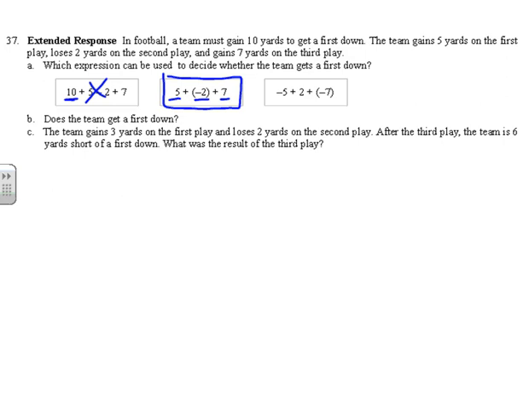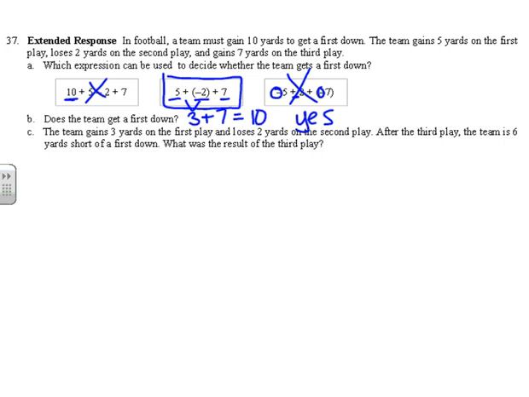The third one, because we have this negative, that represents losing 5 and 7 yards, and since the 2 is positive, that represents gaining. So that's the opposite of what we need. So the middle one is the expression that we need. When we evaluate that, we see that we get exactly 10 yards, and that's what we needed. So we would say, yes, the team does get the first down, and show the equation.